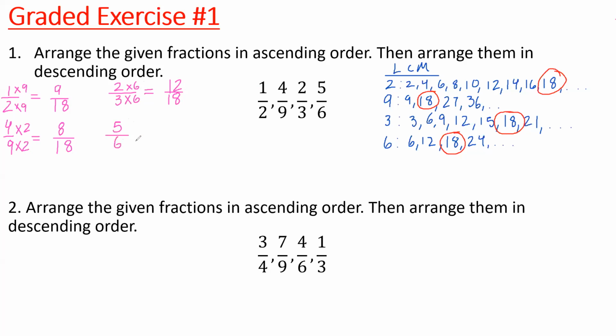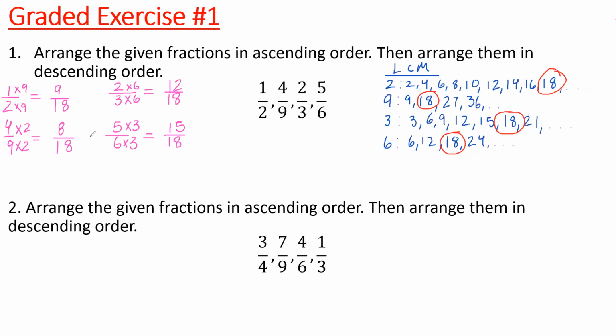Multiply it by 3. So we're going to multiply top and bottom by 3. This is 18. Multiply this one by 3. Multiply that by 3. So 6 times 3 is 18, and 5 times 3 is 15. Good.